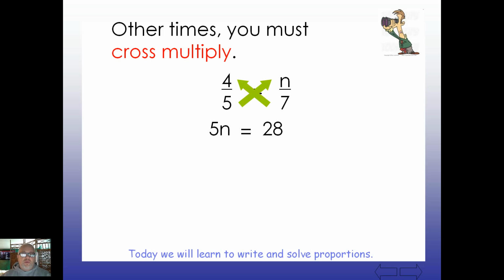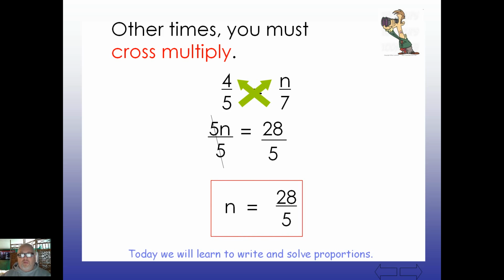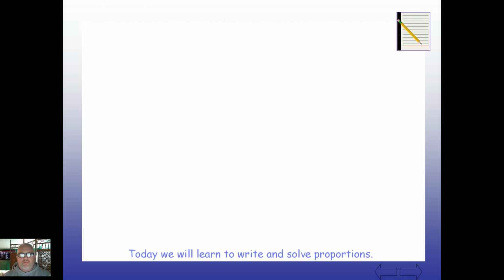Now to solve for n, we simply divide both sides by 5. And we end up with n equals 28 over 5. Don't be concerned about writing mixed numbers unless you're working with a real-world problem, like how many gallons of gas do we need, or how many laps are we going to run, or how many miles is it, or whatever. Then we would actually use a mixed number. But for now, just as a pure math problem, leave it just like that, 28 over 5.